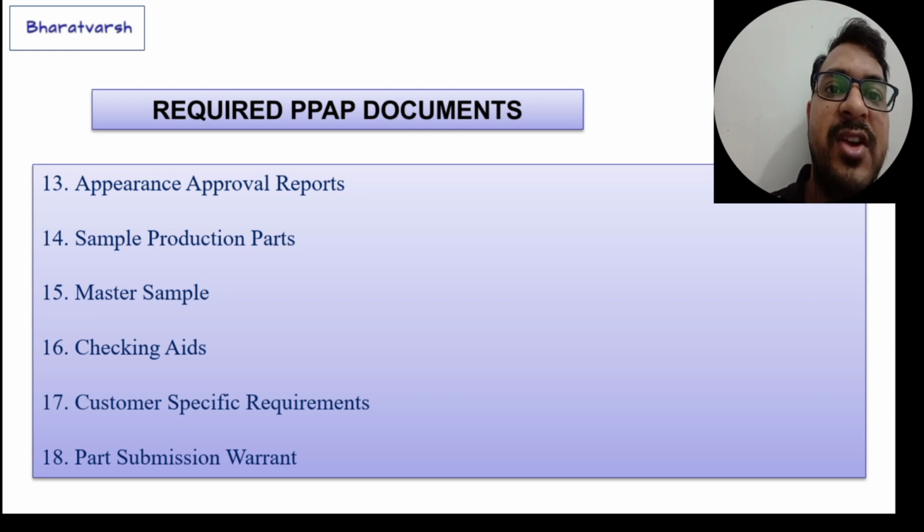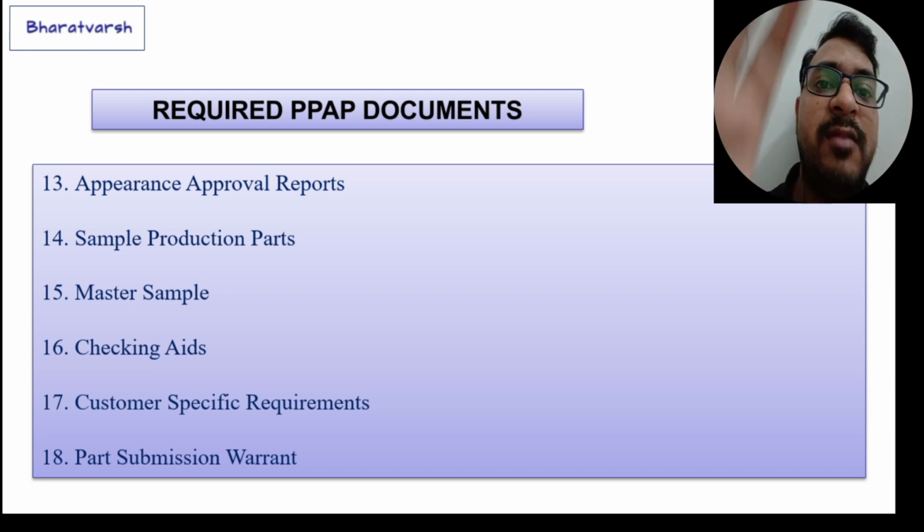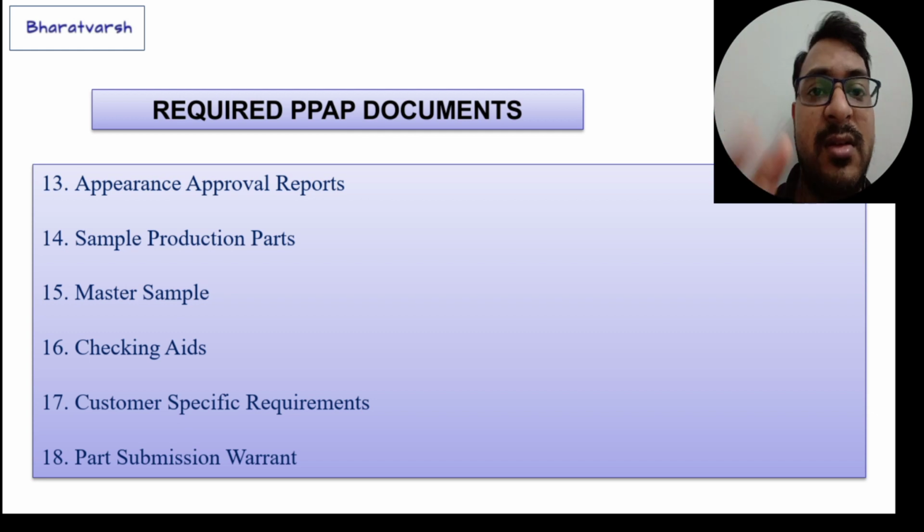16 is checking aid. Checking aids are those types of instruments we are using to check the processes or part parameters during the manufacturing of the product. In checking aid, we have to mention the inspection instrument and testing equipment, first like vernier, micrometer, surface roughness tester, radius gauge, and on the basis of that instrument we have to mention the calibration date, calibration due date, and make of that instrument in these documents.